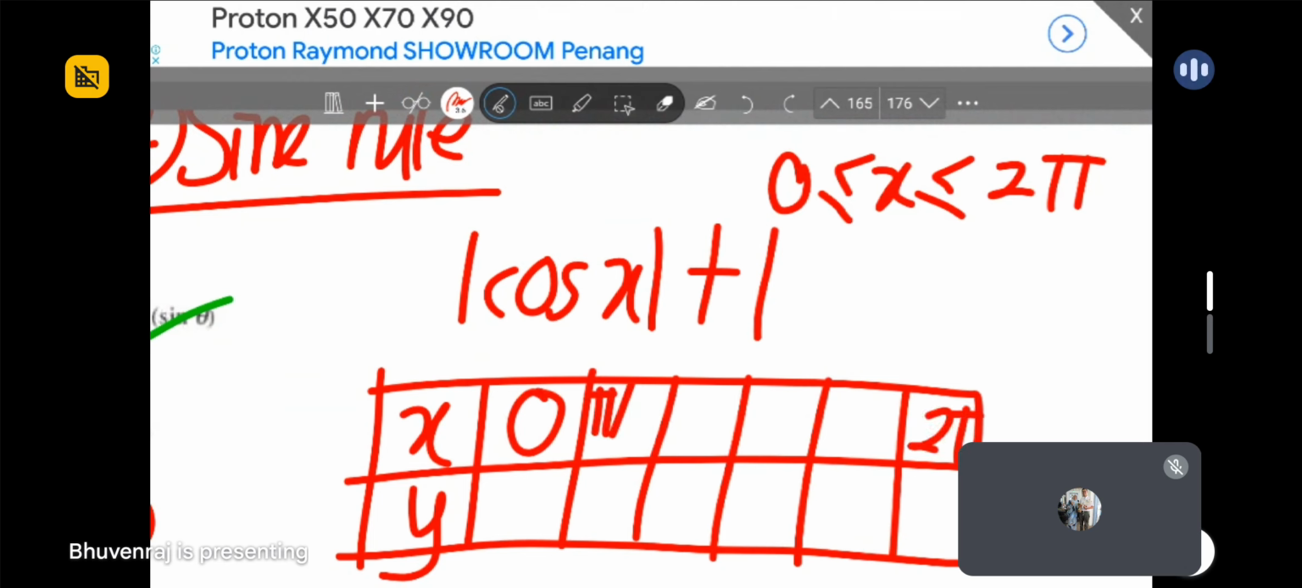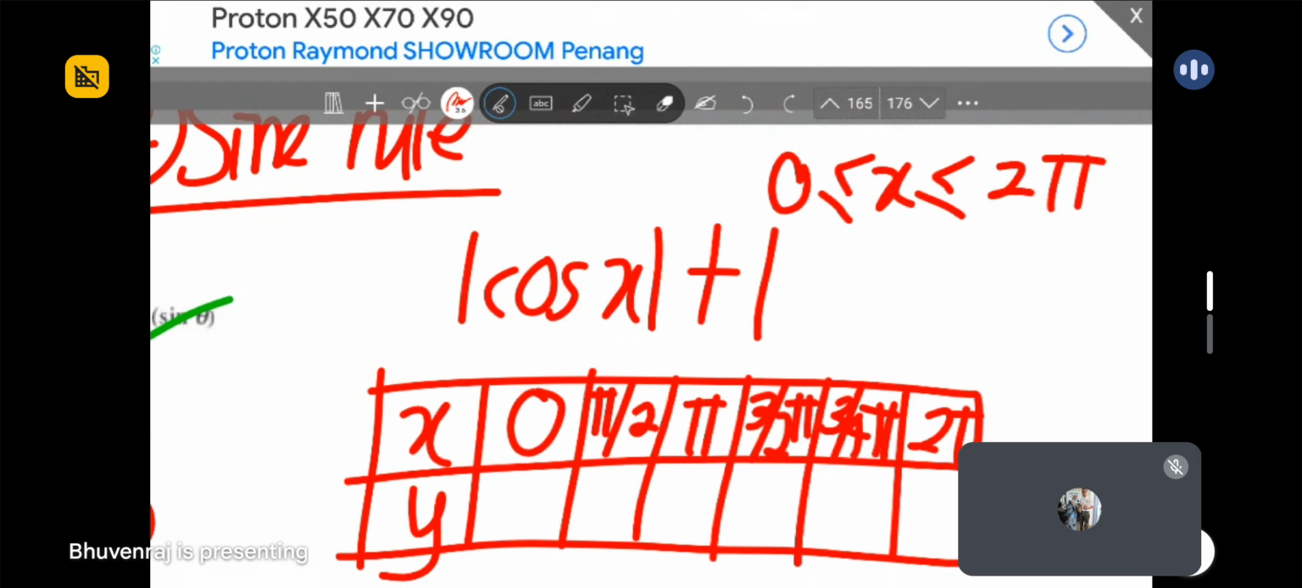You can have 90 degrees, pi over 2, 180 degrees, pi over 4, 270 degrees, 3 over 4 pi. So you can have all these values. Semua nilai yang ni. Okay, 3 over 4 pi is not 270. You can put 3 over 2 pi, no problem. And then 3 over 4 pi also can. So now you just press calculator one by one.